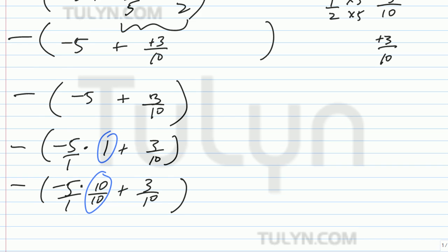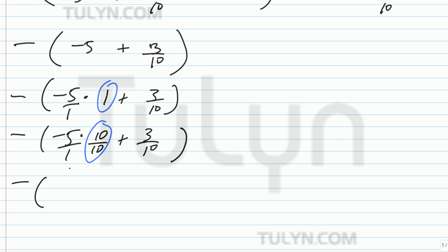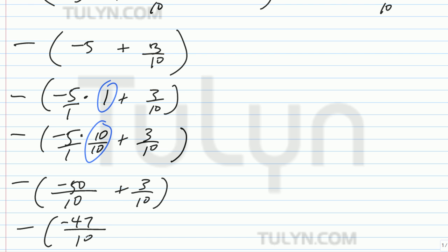Because we can't add numbers unless they have the same denominator. So -5 times 10 is -50. And multiply the denominators. 1 times 10 is 10, plus 3 tenths. Altogether, that's going to be -50 plus 3 with different sign integers. So when you add them, you're going to subtract their absolute values. 50 minus 3 is going to be 47, right? And take the sign of the largest absolute value. Largest absolute value is 50, and the result sign is negative. So the whole thing will be -47 tenths.